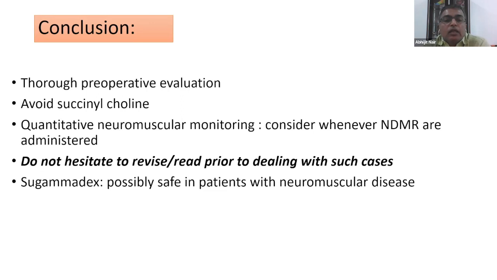We don't deal with these cases. I mean, we might be dealing with a severe LV dysfunction more frequently, or a septic patient for anesthesia more frequently, but these are not the patients who come now and then to us. So it is better you go through the textbook again, go through literature again, and then start your planning. And Sugammadex is possibly safe in neuromuscular disease, but having said that, it's not available in India right now.